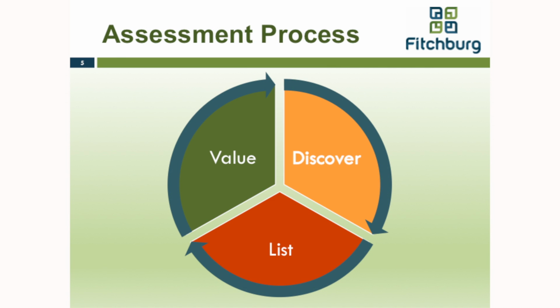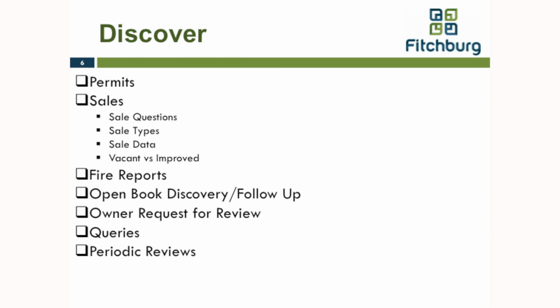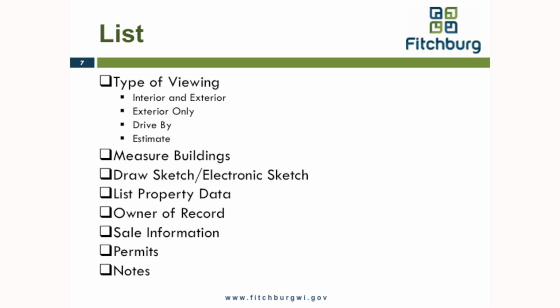The assessment process consists of discovery, list, and value. Discovery consists of permits, sales, fire reports, open book, owner requests for review, some queries, and periodic reviews. How does that affect you? We want to find the items that have changed on your property that would affect the value of your property. We then take that discovery and we list that data. We want to list the attributes of your home so that those attributes then affect the cost of your home, and that's how we then apply a sales model to that cost to generate a value.